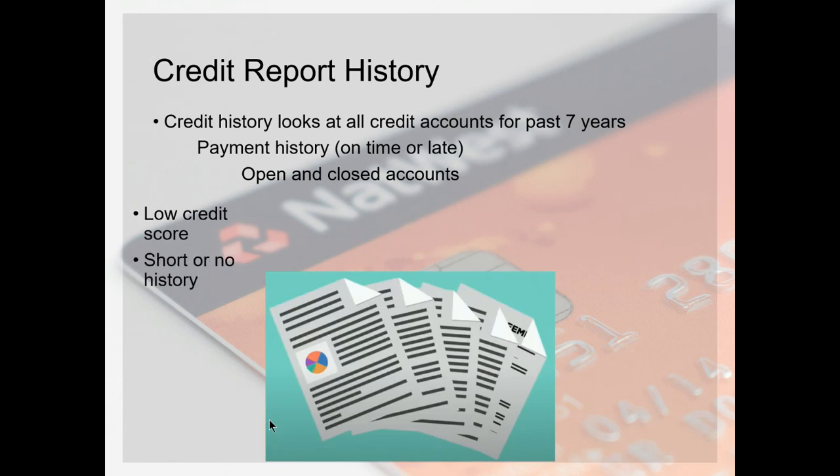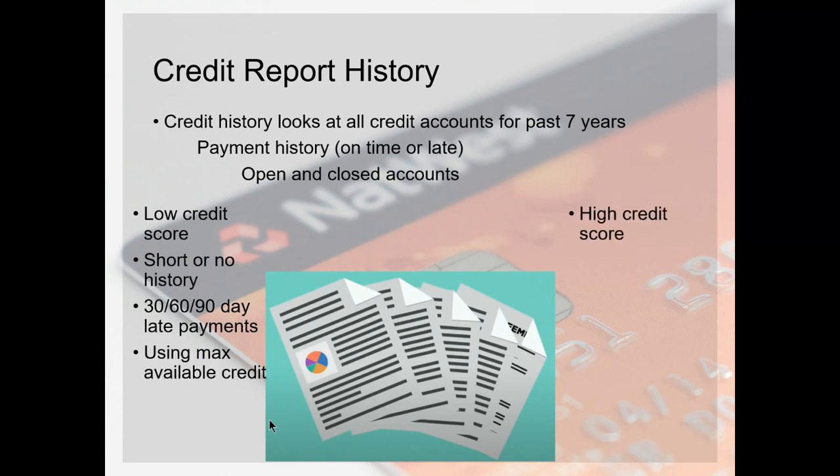So a person with a low credit score is going to have short or no credit history. They're going to have some late payments, either 30 days late, 60 days late, 90 days late. And the credit history is also going to show that if they've got a low score, maybe they do have credit available, but they're using a lot of that credit. So they're maxing the available credit that can be borrowed.